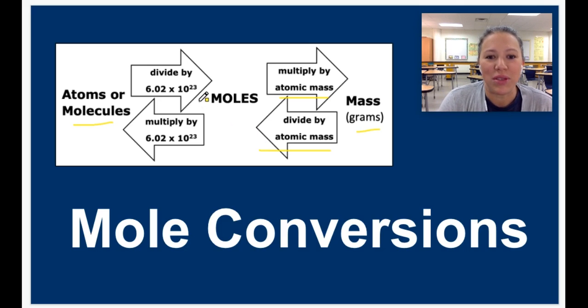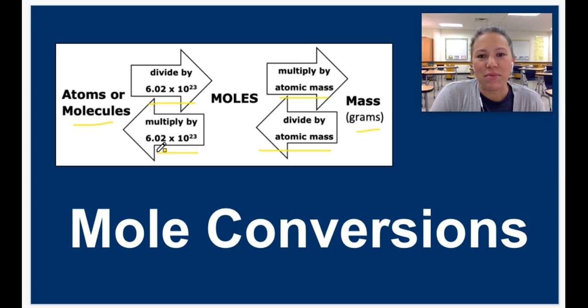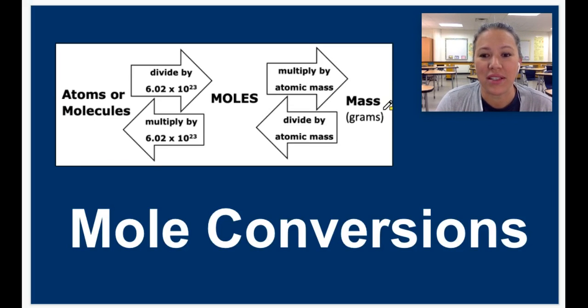And then we will also be using Avogadro's number, 6.02 times 10 to the 23rd. This is the number of atoms or molecules in 1 mole of any substance. First, let me just show you how we're going to do these. If you are given grams, so you have a question like, if you have so-and-so grams of a substance, how many atoms or molecules do you have? You're going to follow the bottom path. So first you're going to divide by the atomic mass, and then you're going to multiply by Avogadro's number.